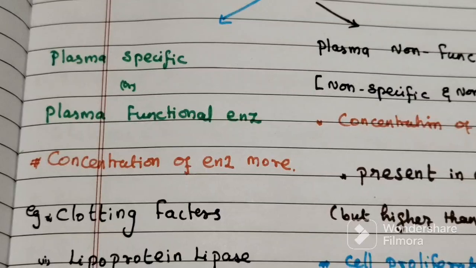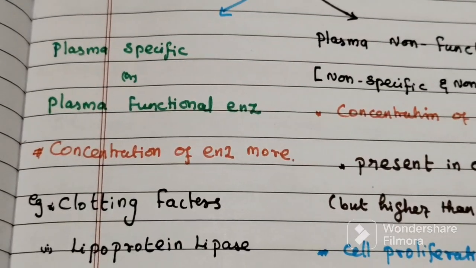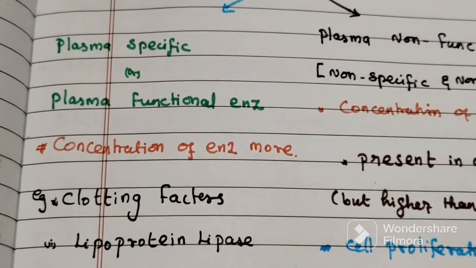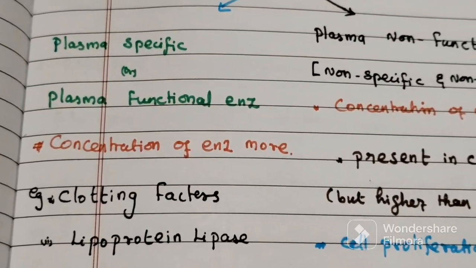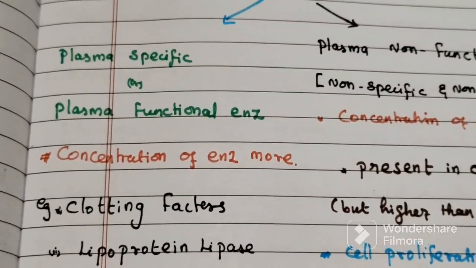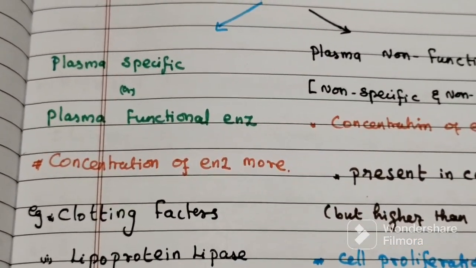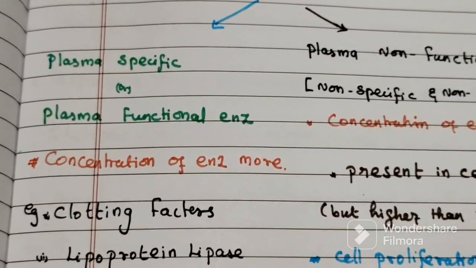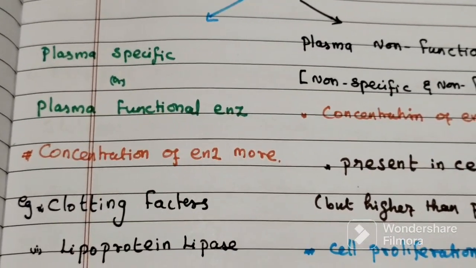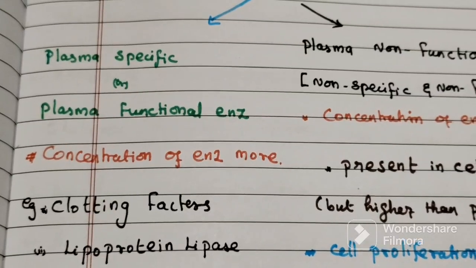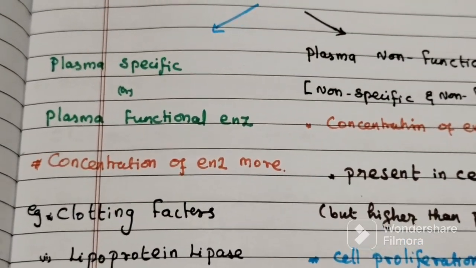Examples are clotting factors and lipoprotein lipase. They are important in the plasma. These two groups of enzymes are not useful in diagnostic use. So these two are not used for diagnosis.